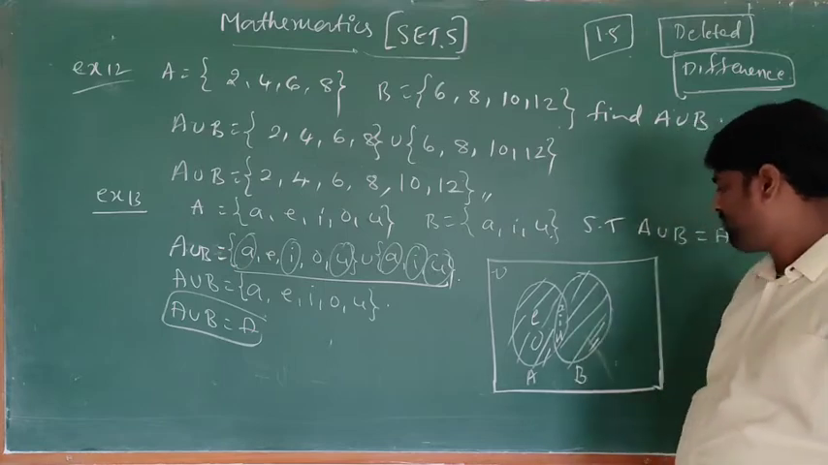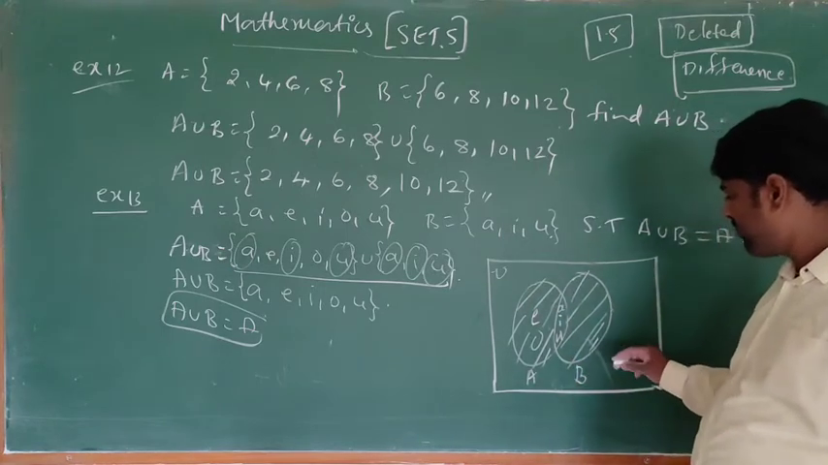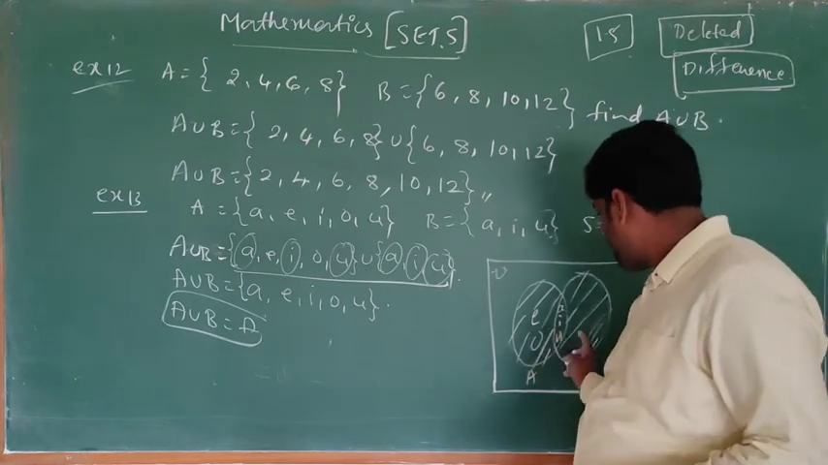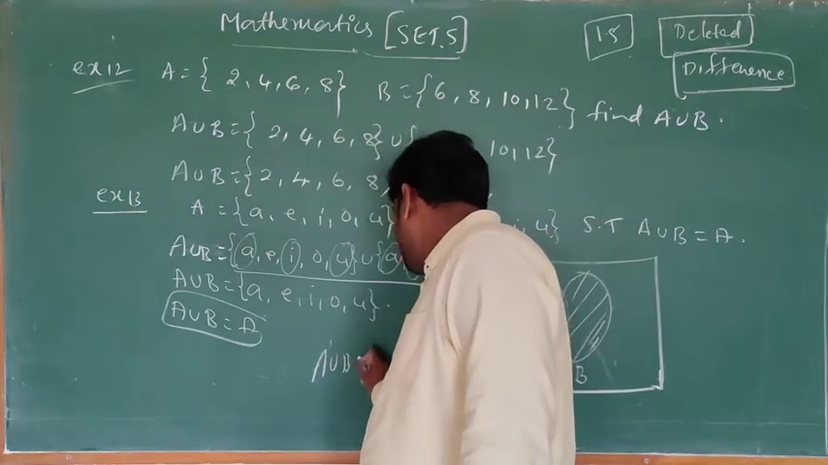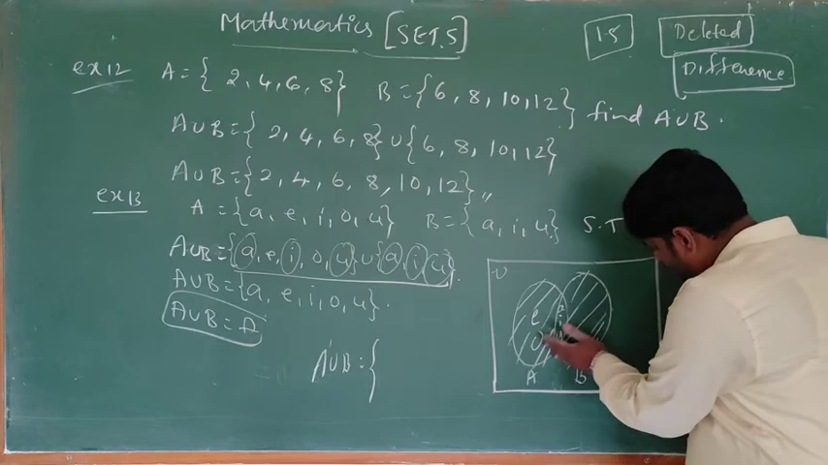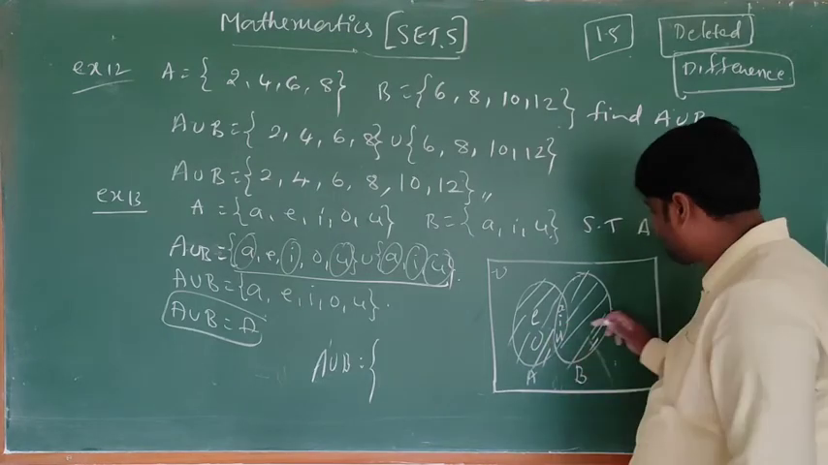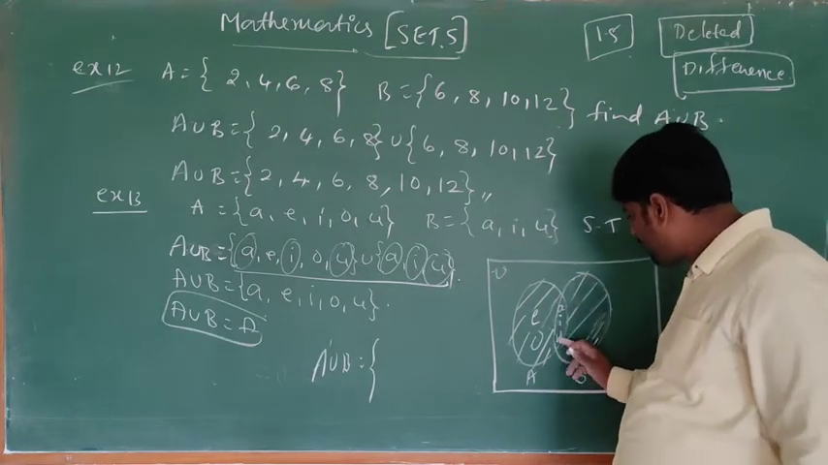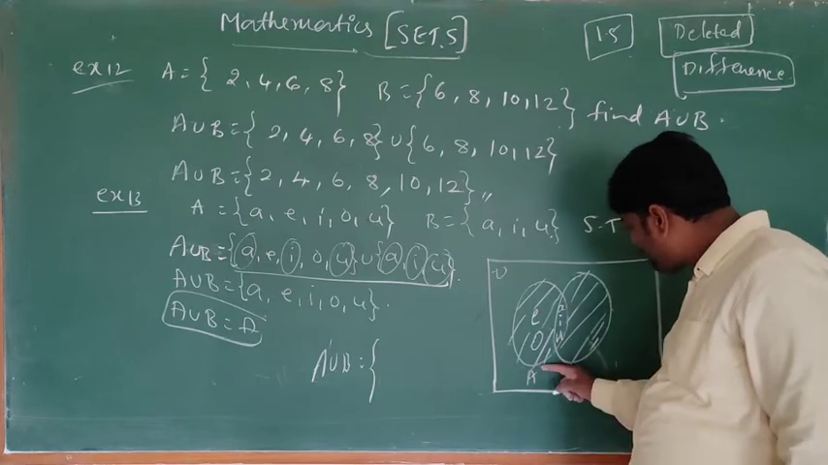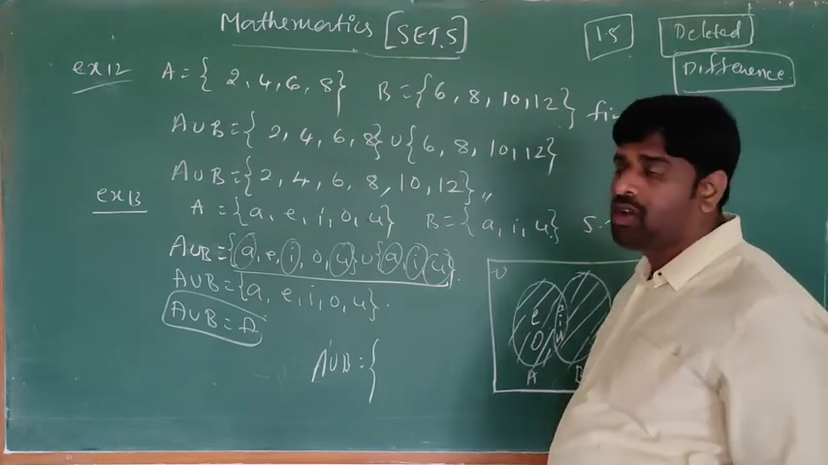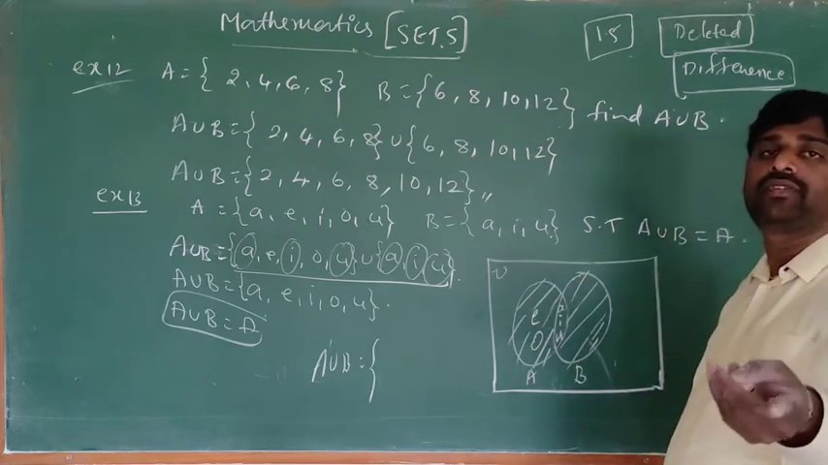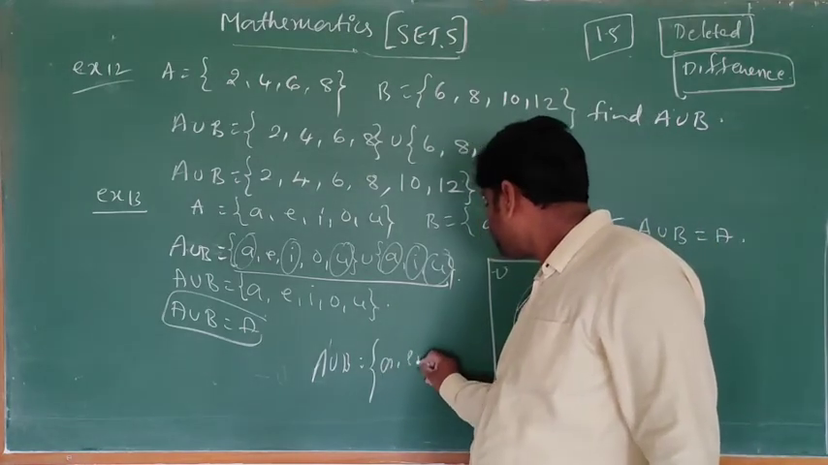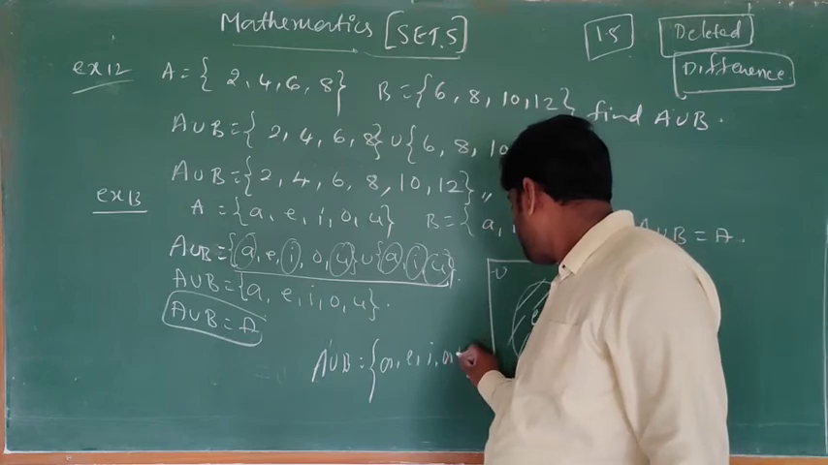Now by using the Venn diagram, A union B is equal to all elements of both A and B. Here a, i, u are the common elements of A and B, and e, o are the elements of A, but we should write all elements of A and B. All elements of A and B, that is A union B. A union B is a, e, i, o, u.